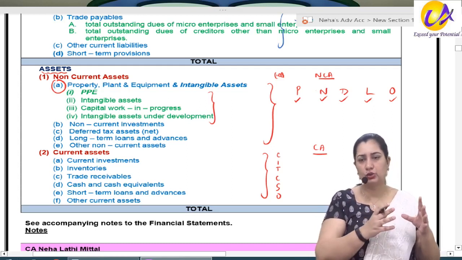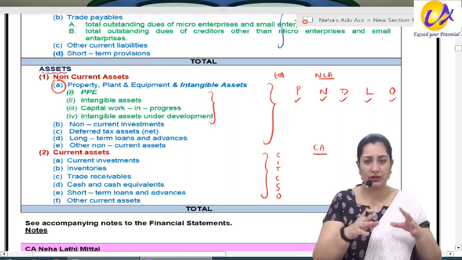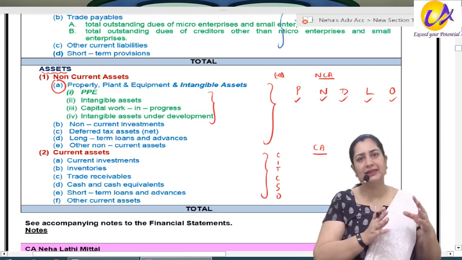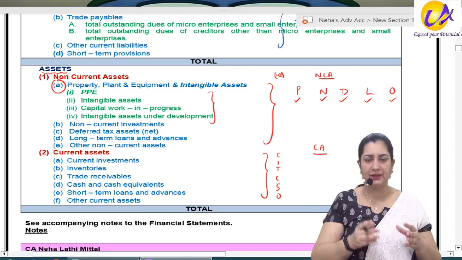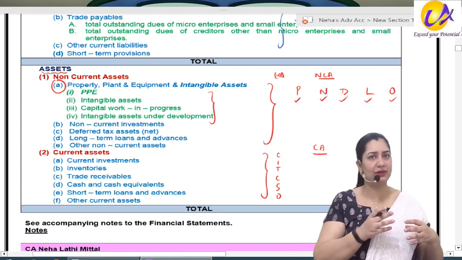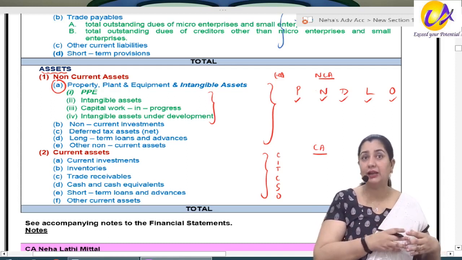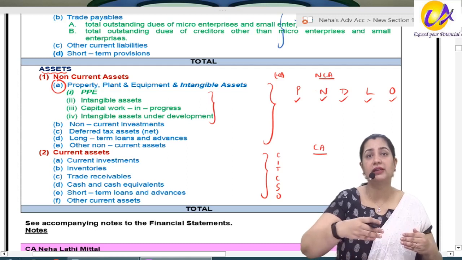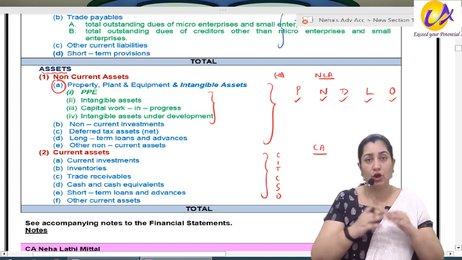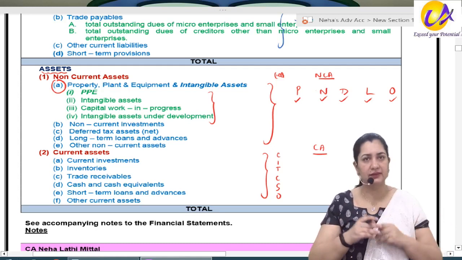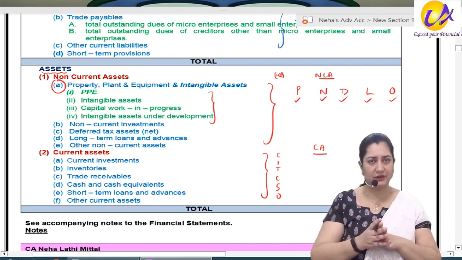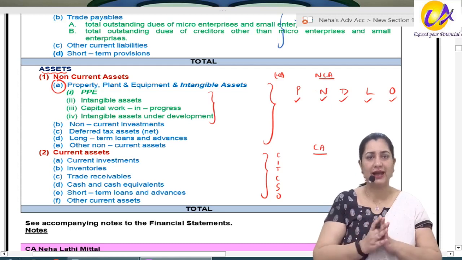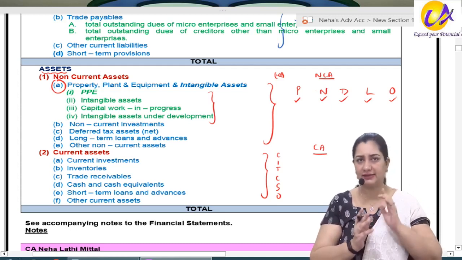Okay. So we'll be seeing the balance sheets, actually, and how this is presented. Then N we have got is non-current investments, long-term investments. D, deferred tax asset. L we have got is long-term loans and advances. When we give loans or we have given an advance, it will be coming here. And O we have got other non-current assets, right? So these are all the things we have in our non-current assets.